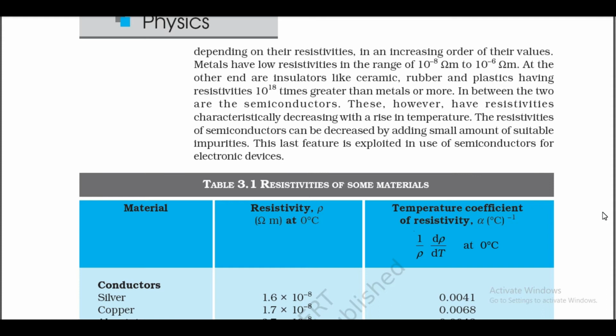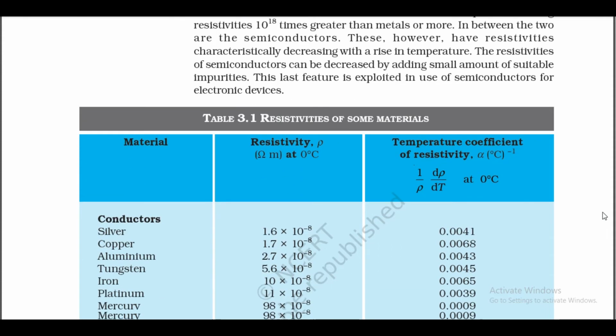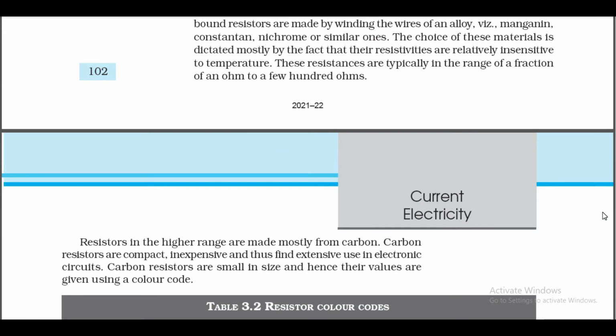In between the two are the semiconductors. These however have resistivities characteristically decreasing with a rise in temperature. The resistivities of semiconductors can be decreased by adding small amounts of suitable impurities. This last feature is exploited in the use of semiconductors for electronic devices. Table 3.1.